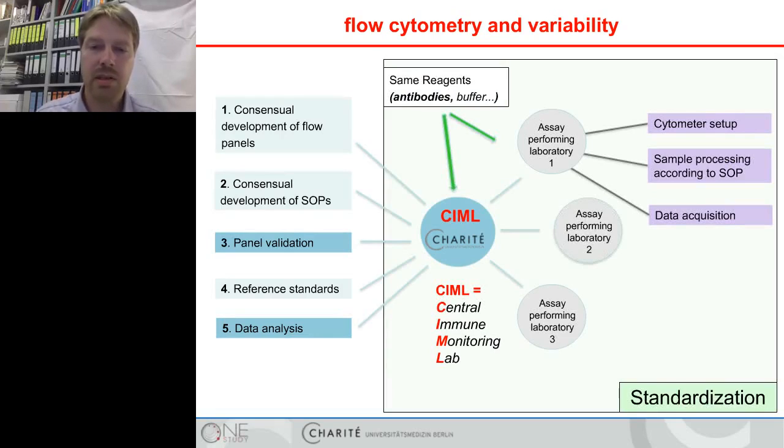In the second step, the standardization, we transferred the panels, the SOPs, and additional information about the reference standards to the assay performing laboratories. At these laboratories, we did a cytometer setup. They then do the sample processing according to the SOP and the data acquisition. After data acquisition, all the data are transferred to the central immune monitoring lab, and we do a centralized data analysis, by only one analyst, to reduce bias in the analysis.